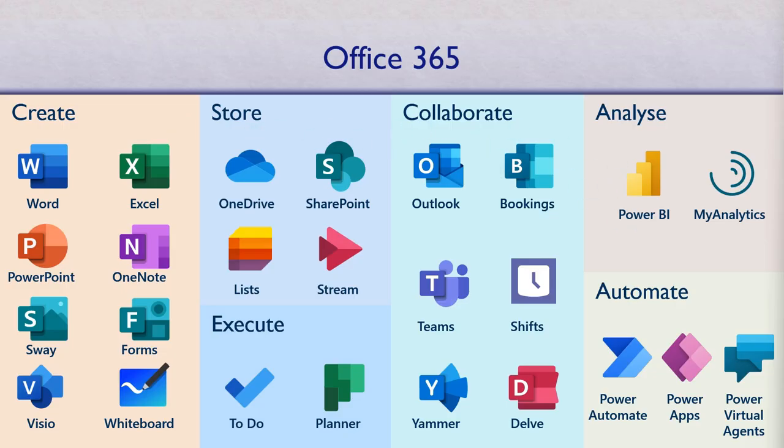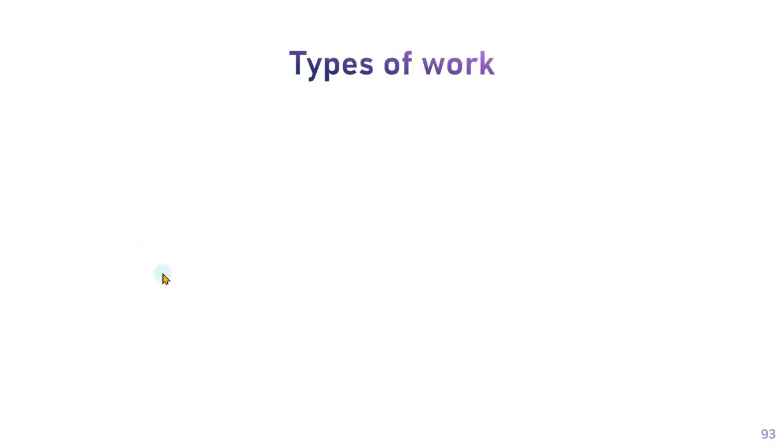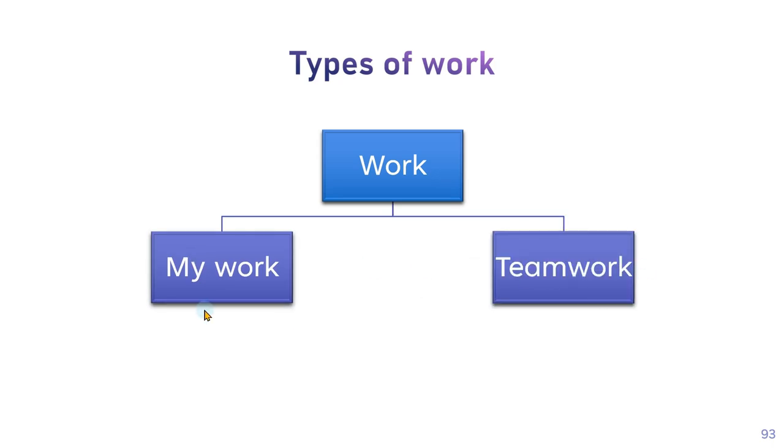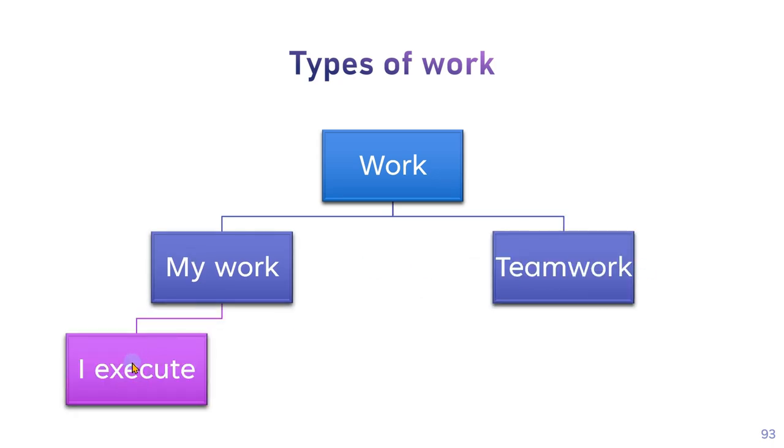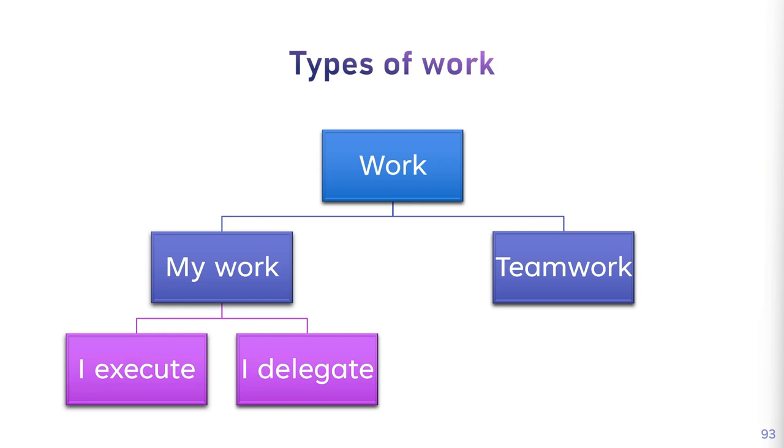Now let's classify the kind of work we do in a different way and see how we go about doing it. So I said, okay, we will do some collaborative work, because there are two types of work really. The kind of work I do, which I can do on my own completely. I don't need any help from anyone, or there will be some work in which someone else is involved. So let's focus on this part first, my work. Then we will talk about teamwork. Even here, two types: what I execute, and what I want to get done but am going to delegate. So let's get that out of our way quickly.